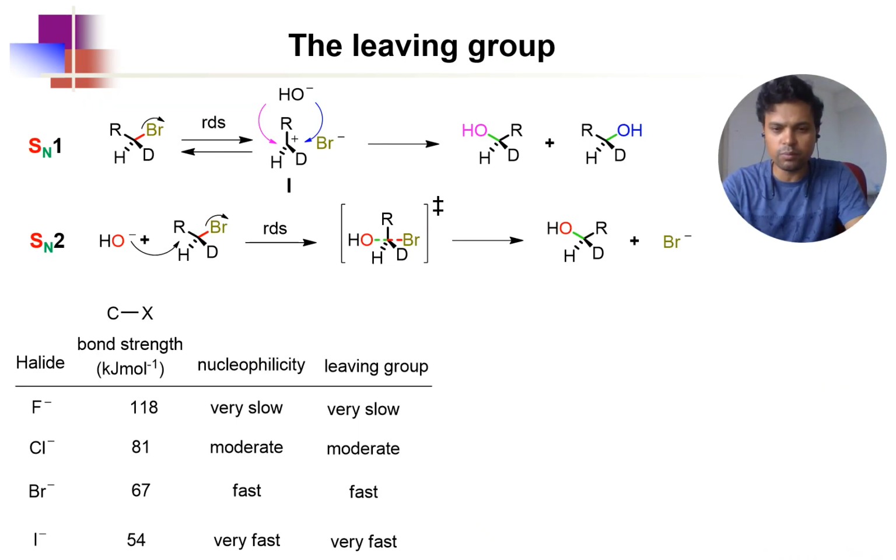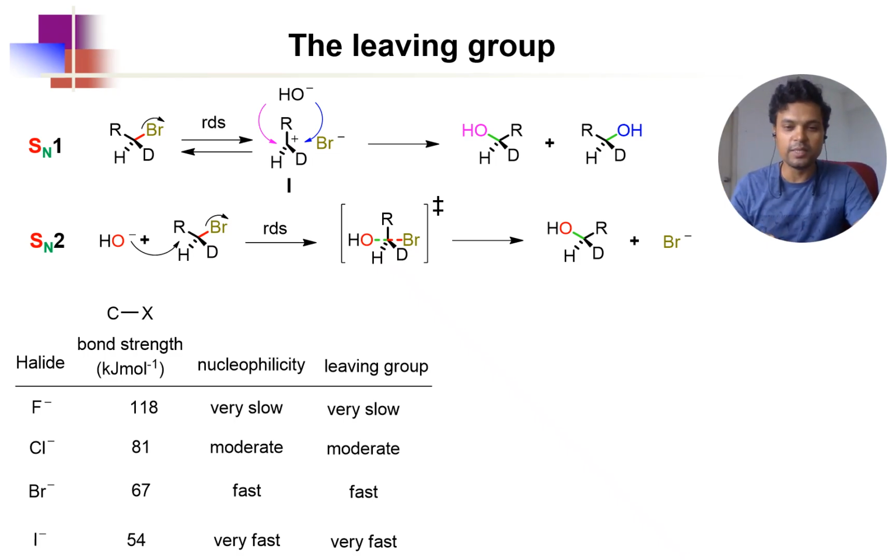So the leaving group is very important here. The reason is that in the rate determining step, the leaving group leaves the molecule. That is the most important, because that is what the R is. Now, if your leaving group is very bad, or if you have a very strong bond between the carbon and the leaving group, you cannot perform the SN1 reaction. That is very simple to understand.